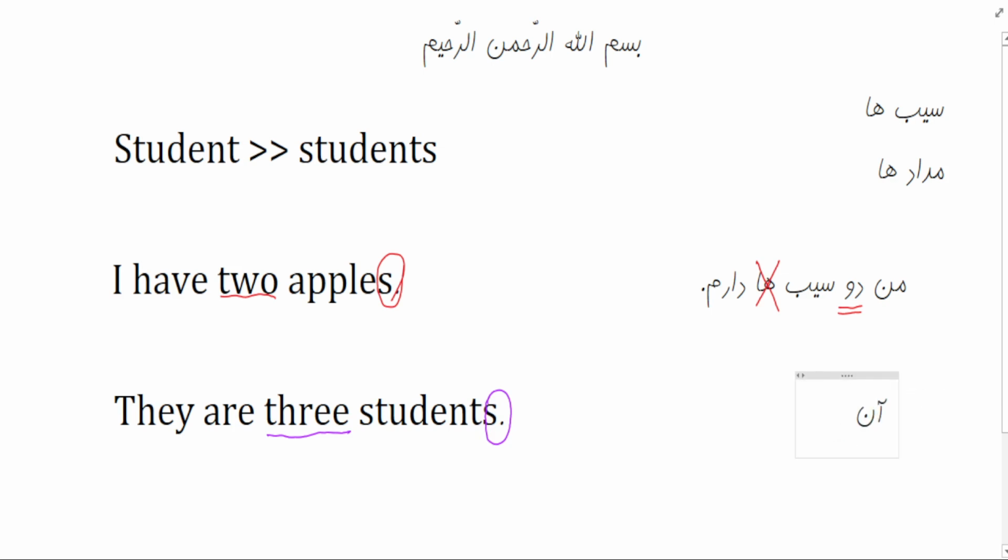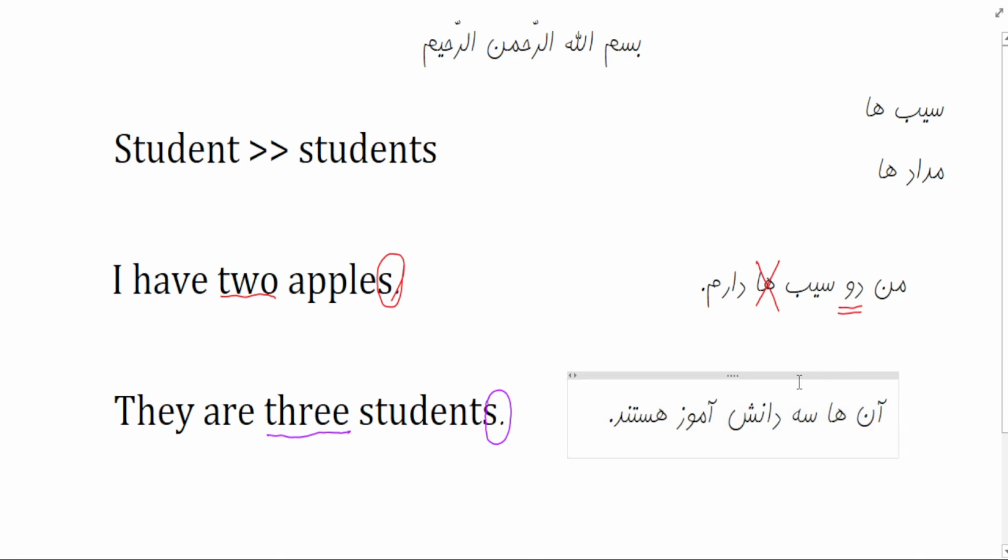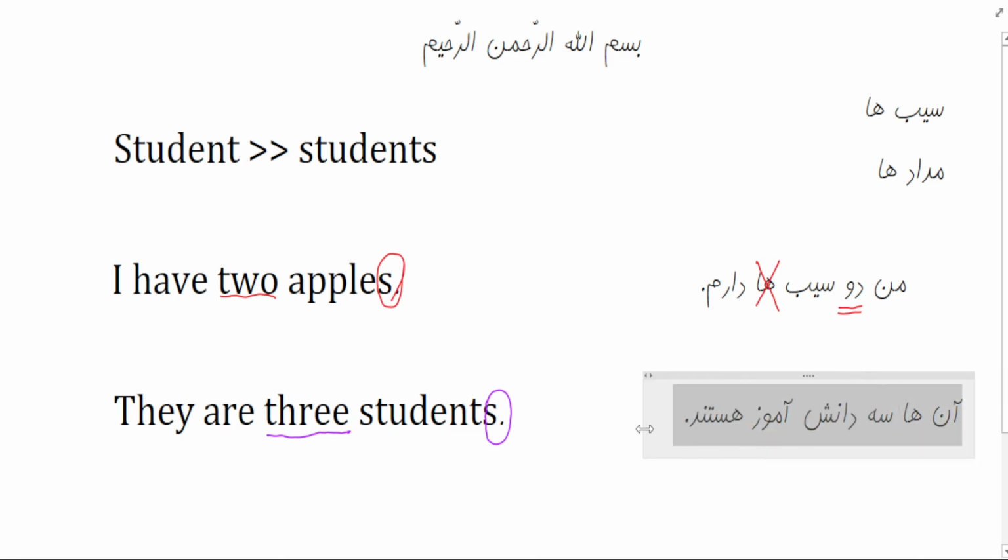anha, they, okay, se, which is 3, دانش آموز. Remember that from previous videos. دانش آموز is student. دانش آموز, this is دانش, okay, and آموز. دانش آموز together means student. Okay, آنها سه دانش آموز هستند. Okay, now can I say آنها سه دانش آموزها هستند?